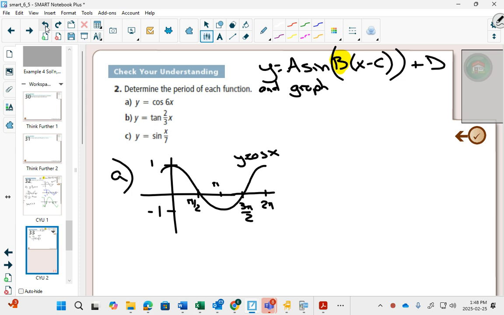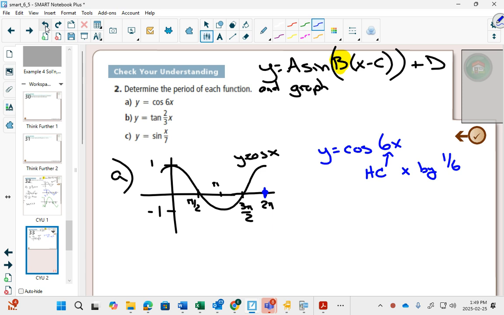Now, what does the 6 do? We learned from our first unit that if that 6 is with the x, that would be a horizontal compression. You would multiply all of your x values by 1/6. Our shortcut looks like this. The period of cos is normally 2 pi.